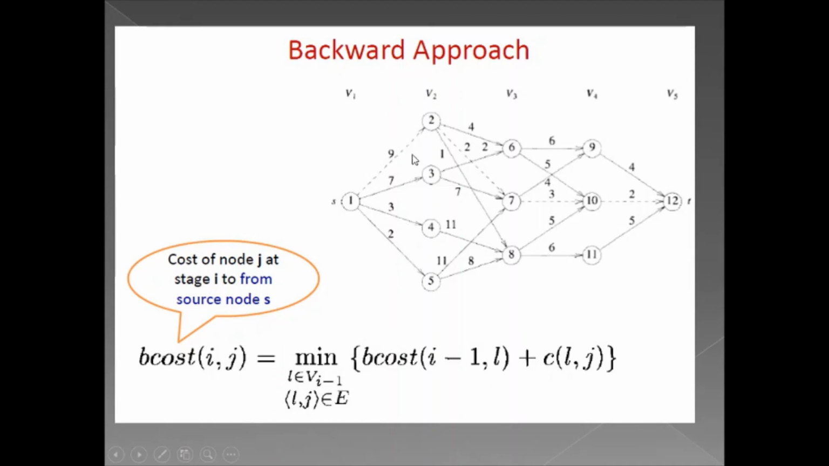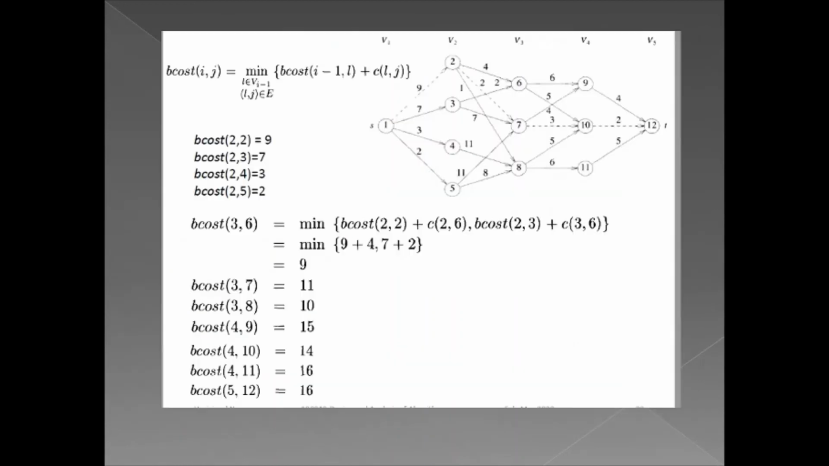If I am going to find the cost of 2, I have to consider the edge from the previous stage. Here you can see it is i minus 1. In the forward approach, we were considering the outgoing edge. Here we are considering the incoming edge. Hence we are considering the edge from the previous stage, hence it is i minus 1. That is the difference between the backward and forward approach.